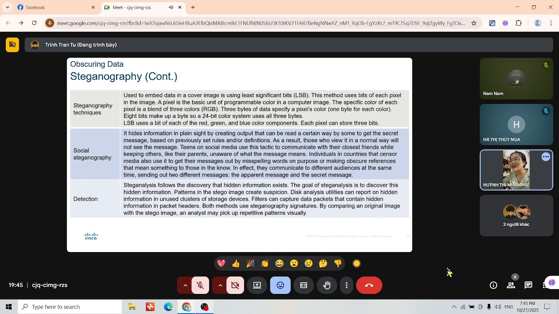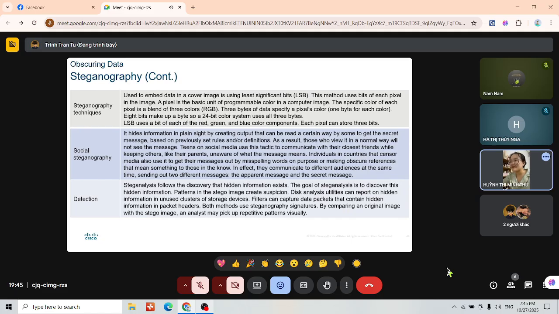steganography technique that is used to hide data in the cover image using least significant bits. This method uses bits of each byte in the image. The bit is the basic unit of programmable color in the computer image.